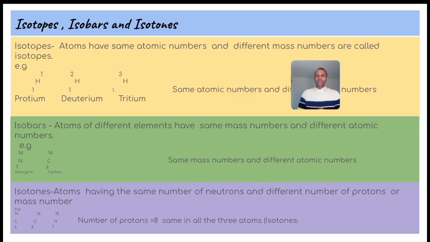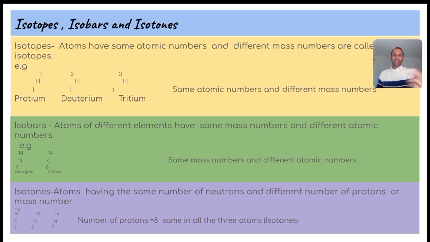There is another important point: what are isotopes, isobars and isotones? Isotopes are atoms that have the same atomic number and different mass numbers. For example, hydrogen has 3 isotopes: protium, deuterium and tritium. The only difference is in the mass numbers, 1, 2, 3. The atomic number stays the same. So same atomic number and different mass numbers.